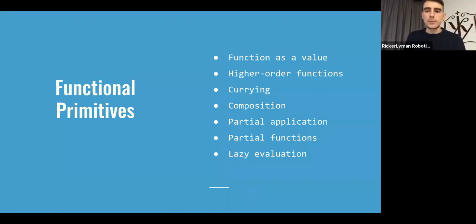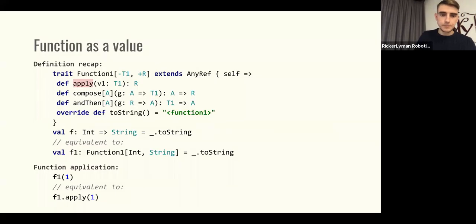So let's talk about functional primitives. This is something that I call the primitive patterns and structures of functional programming. So let's just revise once again what the function definition looks like, this Function trait.